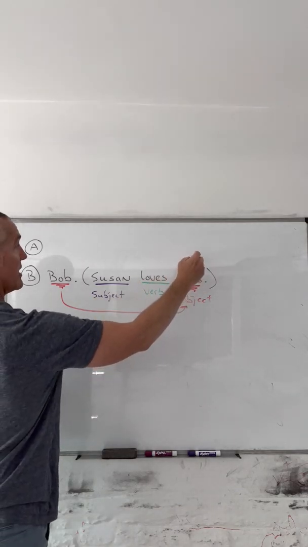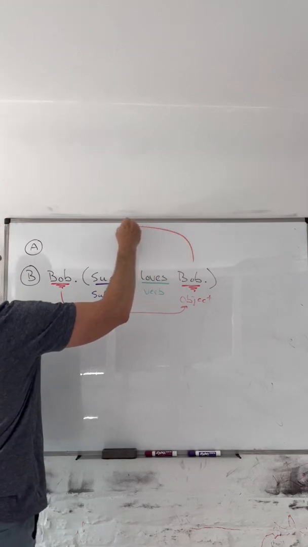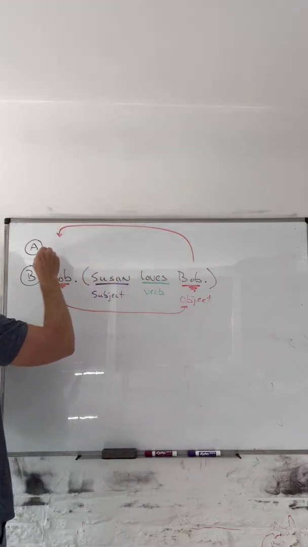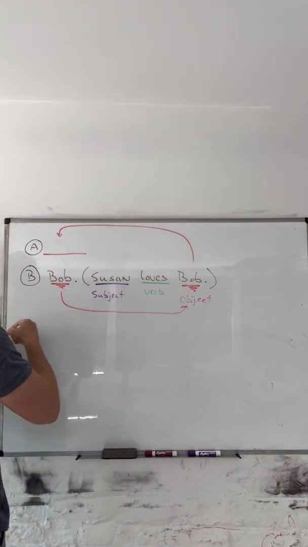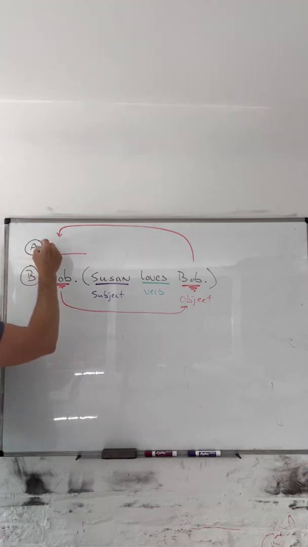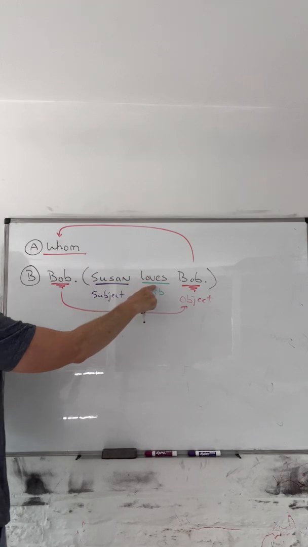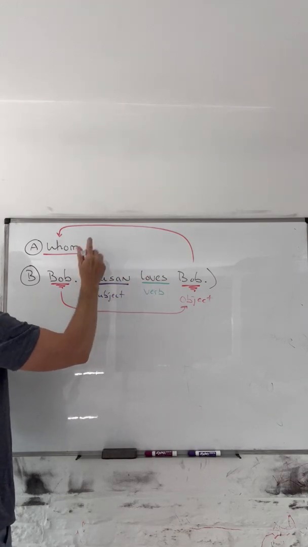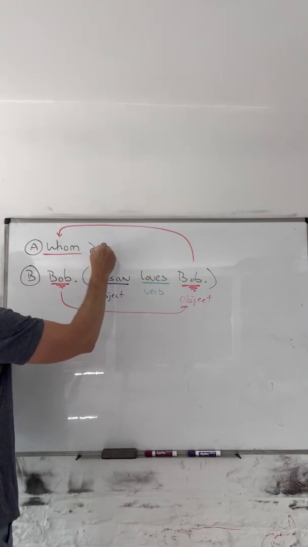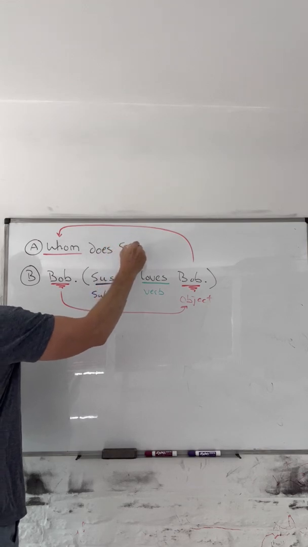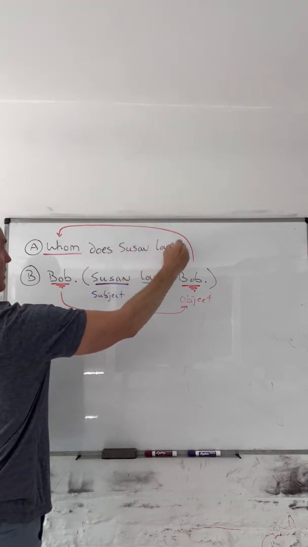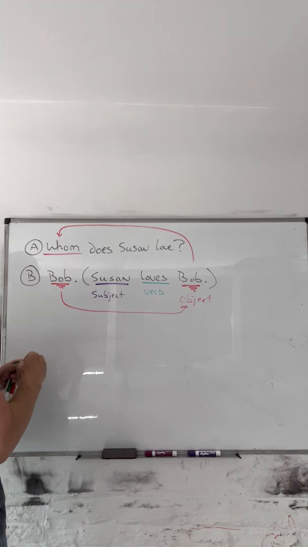So the question now, that's the information that we want. So the question now, that's the question word that we're going to ask right there, and that's this, the object, and that is this, whom. Now it's simple present tense, so the auxiliary verb is this: whom does Susan love? Whom does Susan love?